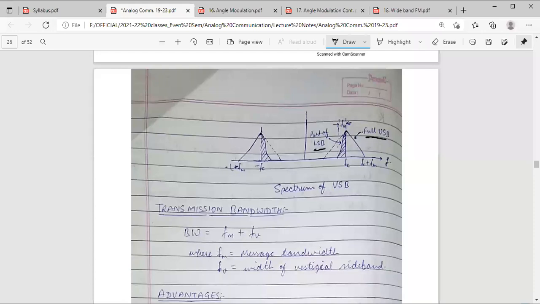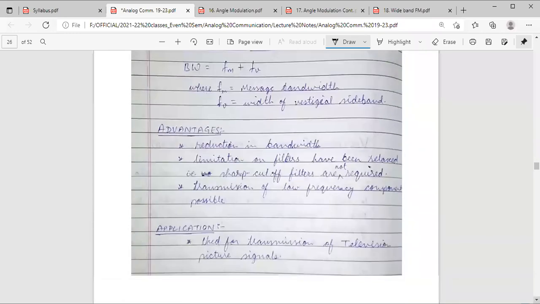If we talk about bandwidth, the bandwidth of VSB is greater than SSB and less than DSB. You can easily get that, and we have already seen these things multiple times.